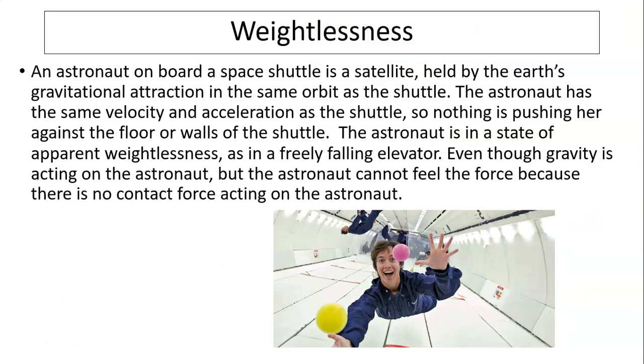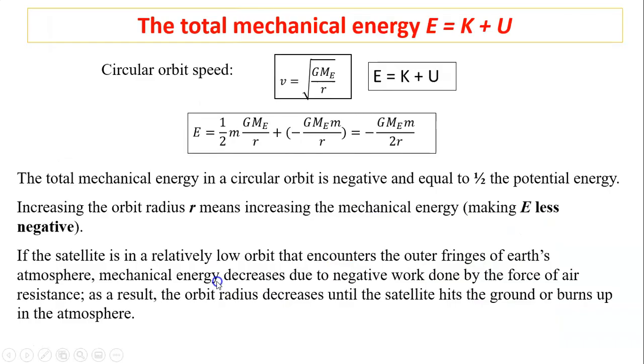Weightlessness. An astronaut on board a space shuttle is a satellite held by Earth's gravitational attraction in the same orbit as the shuttle. So in a sense, the astronaut is falling with the shuttle toward Earth. The astronaut has the same velocity and acceleration as the shuttle, so nothing is pushing her against the floor or the walls of the shuttle. So the astronaut is in a state of apparent weightlessness, as in a freely falling elevator. Even though gravity is acting on the astronaut, the astronaut cannot feel the force because there is no contact force acting on the astronaut. You can only feel it when you're in contact.